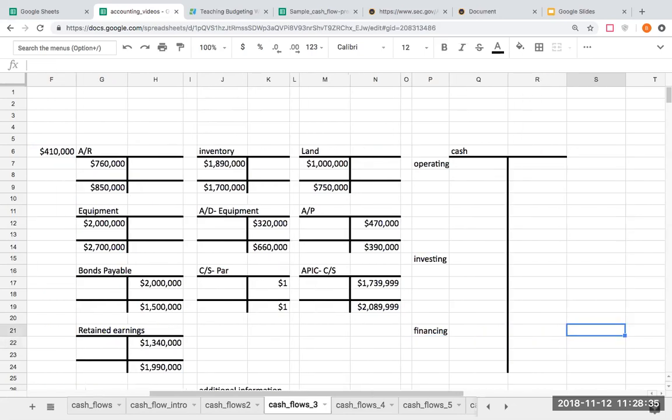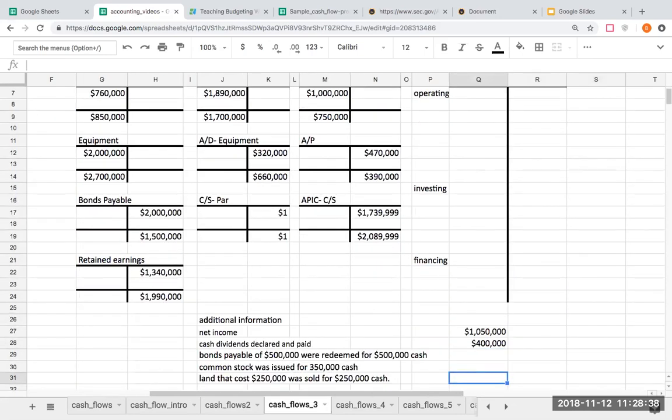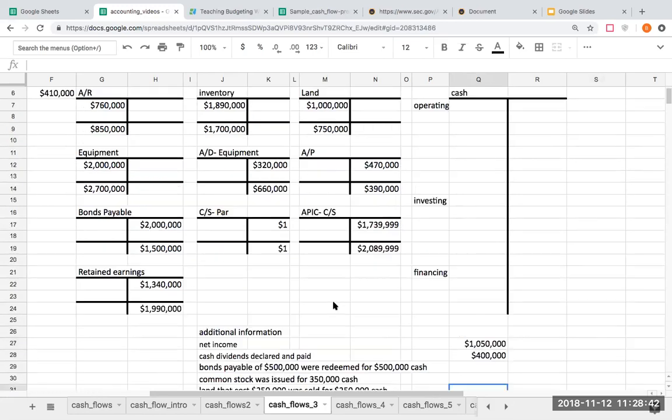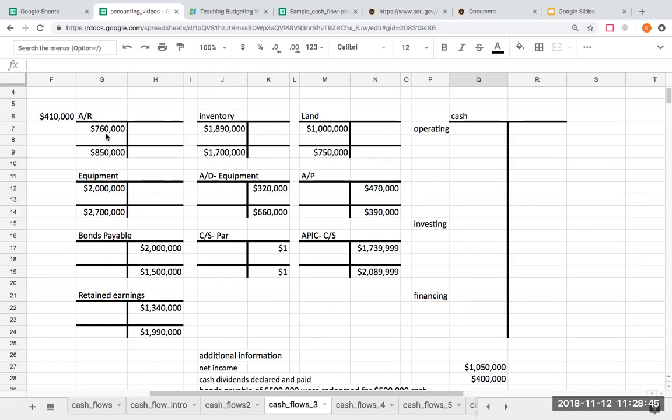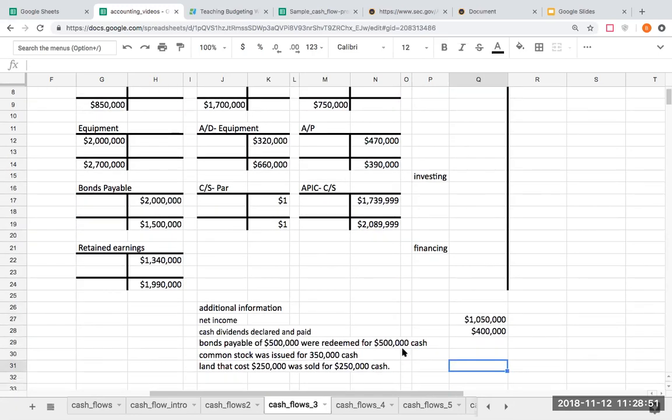So now that we've put the balance sheet into our T accounts here, my next step is dealing with the additional information first. I don't jump ahead and start analyzing the T accounts until I have dealt with the additional information first. The first one right here tells me that my net income was $1,050,000. Where does net income go? It goes to retained earnings. If you don't understand this, please watch my previous video, the basic cash flow question that talks about what impacts retained earnings.